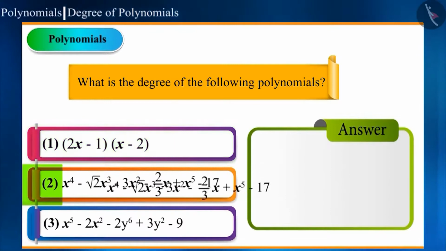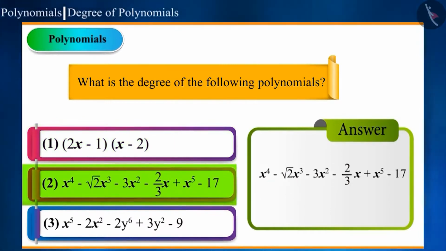Let's see the second option. The power of variable of the first term is 4, but it is not the highest. Fifth term of this polynomial is x to the power of 5, where the power of x is 5. Hence, this is a polynomial with the degree 5.